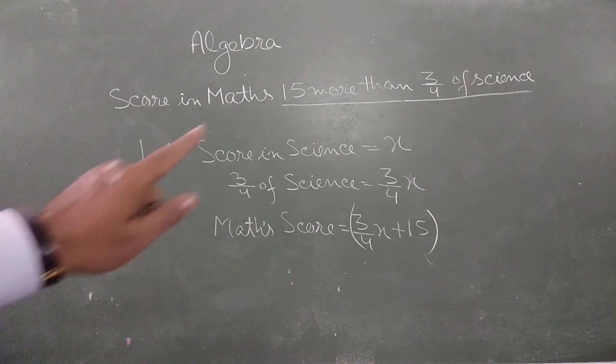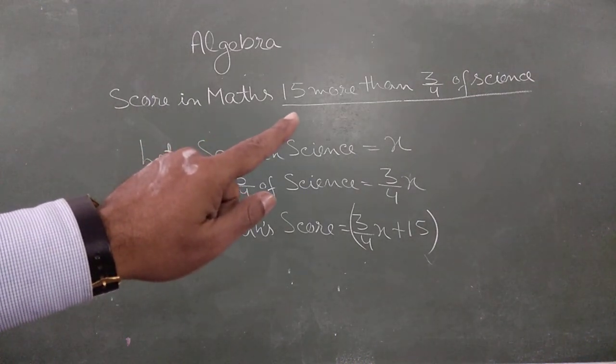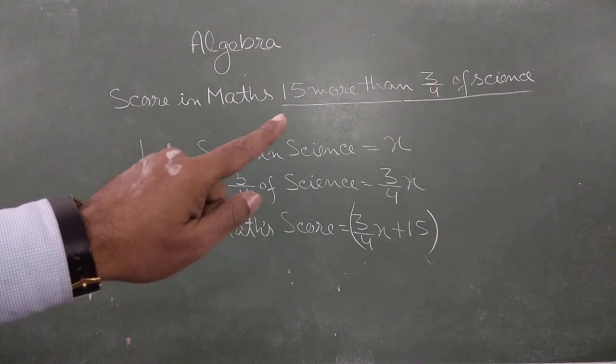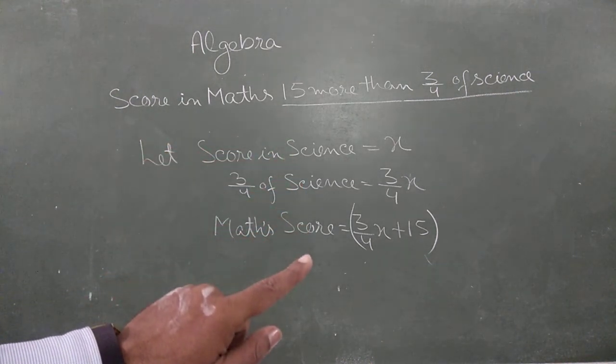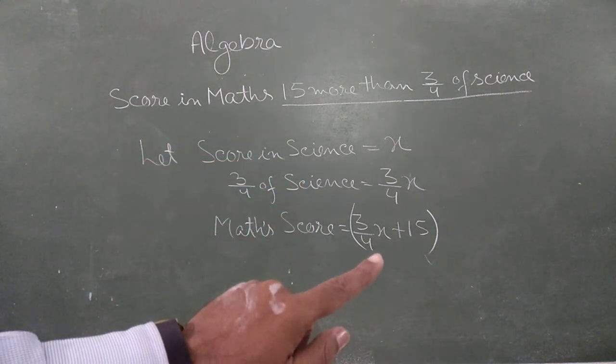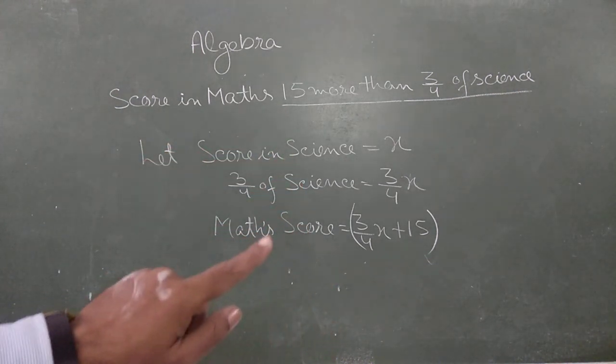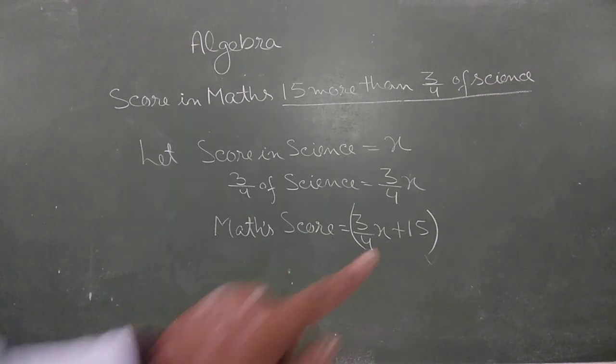Always remember the condition part. It's 15 more than 3/4 of science. If you are able to understand this condition part, then you can frame this part, and at last you can easily generalize this math score with a variable x.